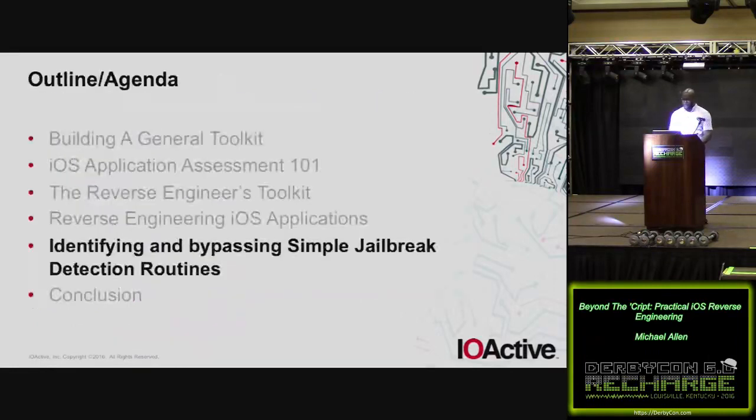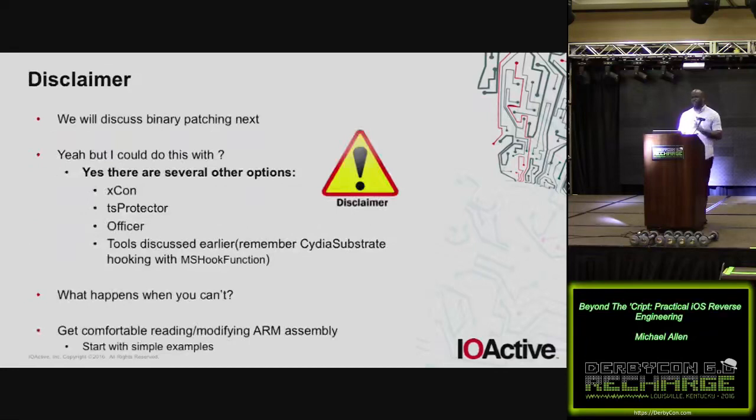So, we're going to get into simple jailbreak detection routines, how we can identify them and how we can bypass them. So, we're going to now try and apply some of the things that we discussed earlier on, and see how we can bypass simple jailbreak detection routines. So we're going to discuss binary patching. That's the method that we're going to use.